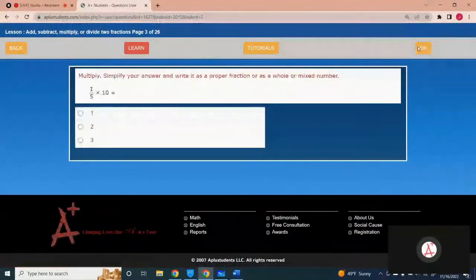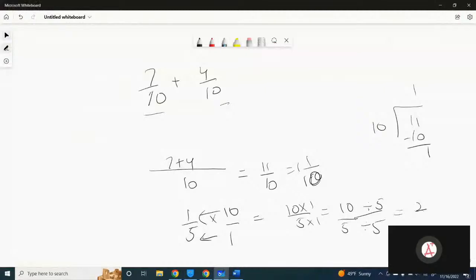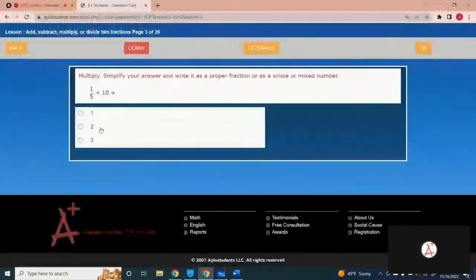Okay, the next one is 1 by 5 times 10. So you have to multiply the fractions. 10 doesn't have any denominator. That means it has the denominator 1. So when multiplying fractions, just do numerator times numerator and denominator times denominator. Got it? 10 times 1 is 10 and 1 times 5 is 5. You can divide them by a common number, that would be 5. So 5 times 2 is 10 and 5 divided by 5 is 1. That means it would be 2. Got it? So just select the correct option and then click on the OK button.